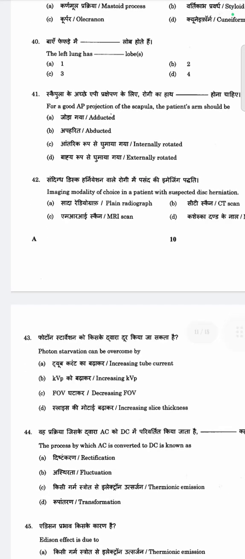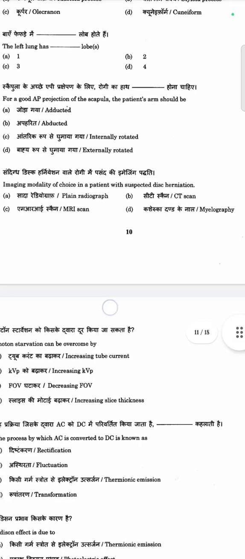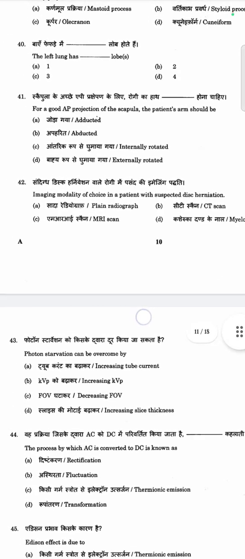For a good AP projection of the scapula, the patient's arm should be... The hand can be internally rotated, externally rotated, adducted, or abducted. So it will be abducted. Okay.